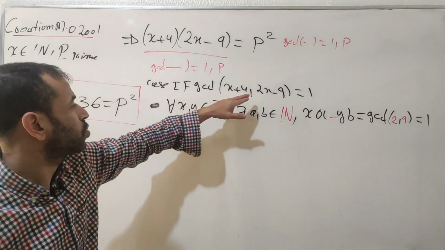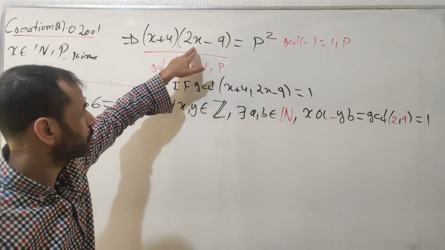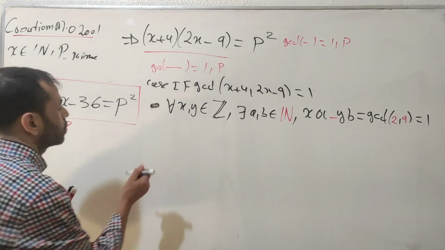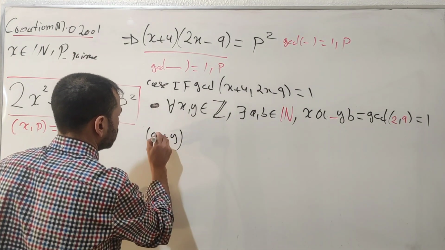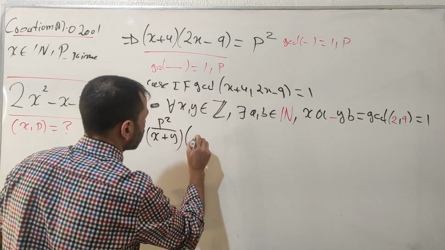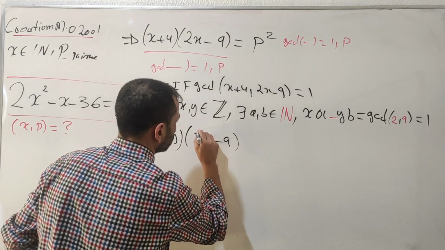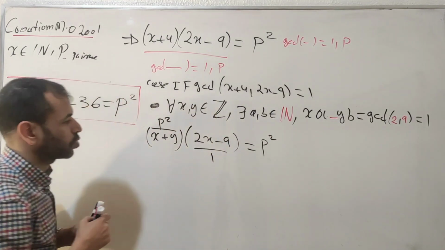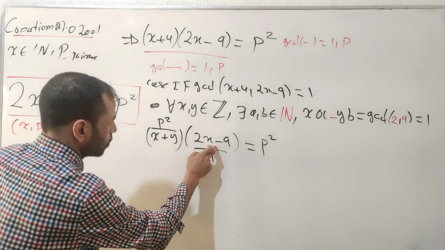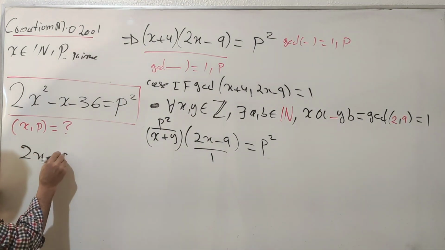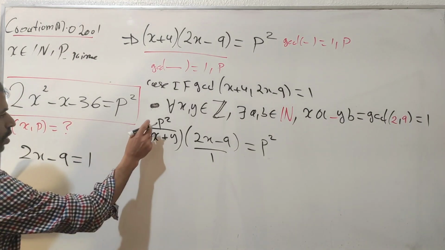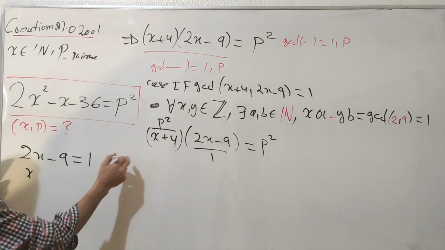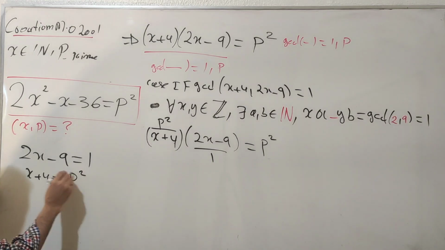In this case, since we are dealing with GCD equals 1, this one is going to take number 1. So the other one is going to take the whole thing, p squared. Which means x plus 4 is going to take p squared, and 2x minus 9 is going to take number 1, because the GCD equals 1. So what does this mean? I'm going to replace this one with number 1, so I get 2x minus 9 equals number 1, and x plus 4 is going to take the whole thing, p squared.